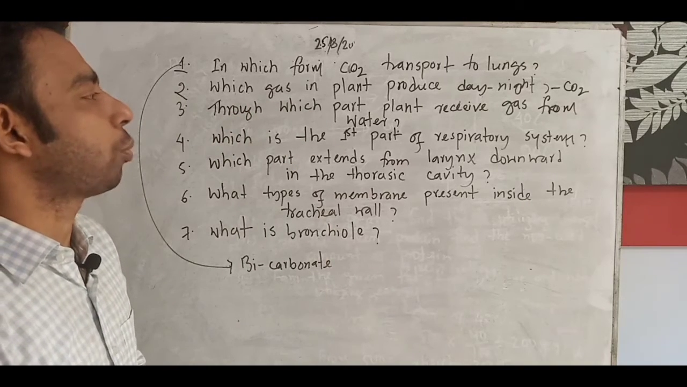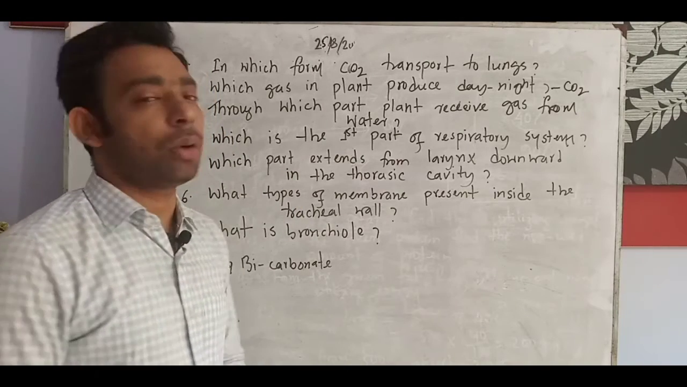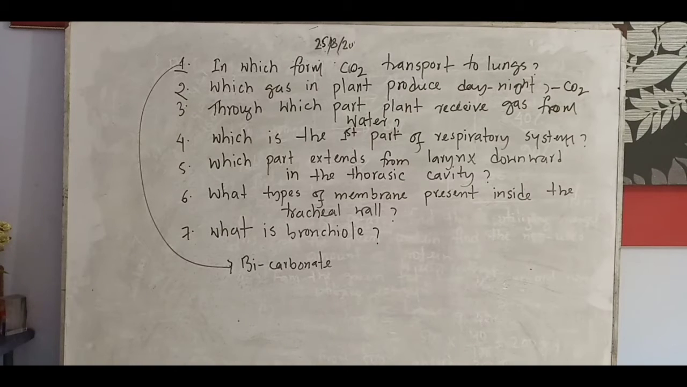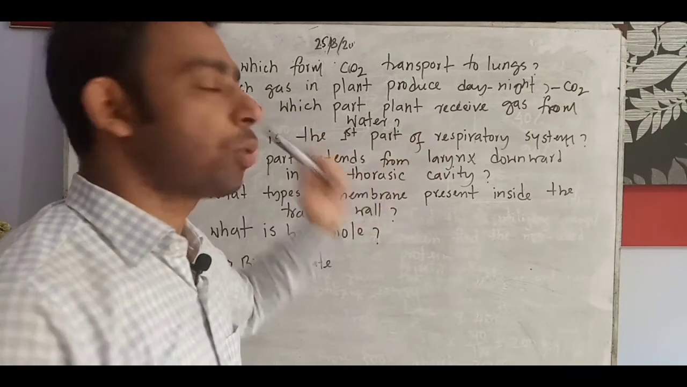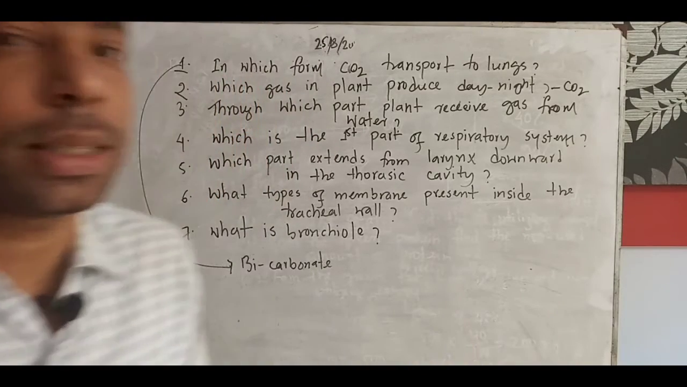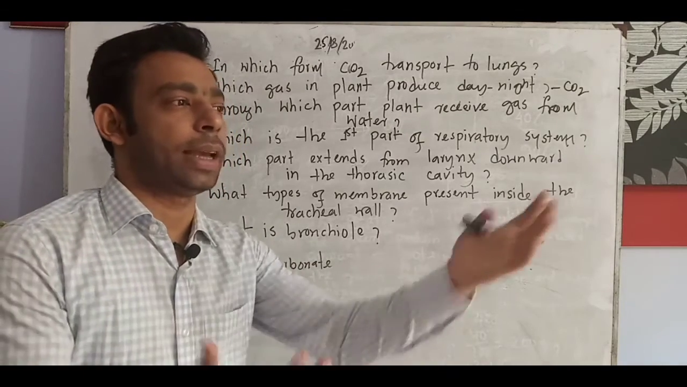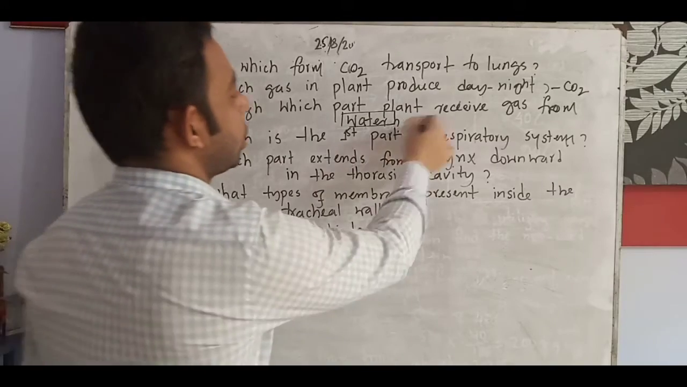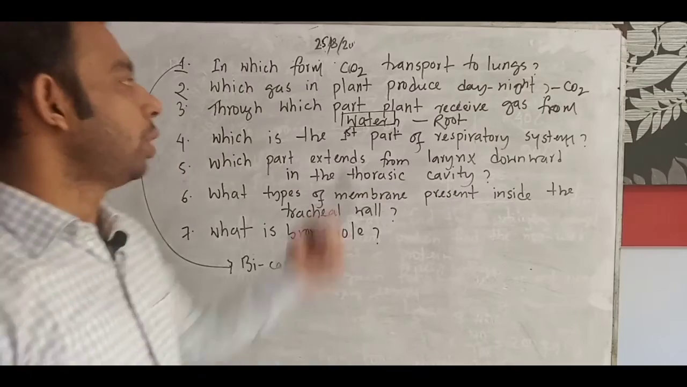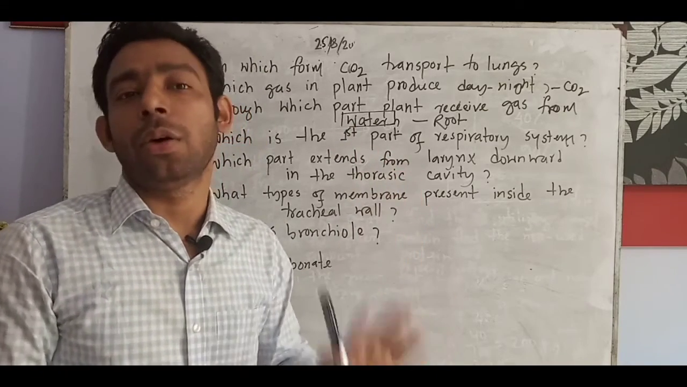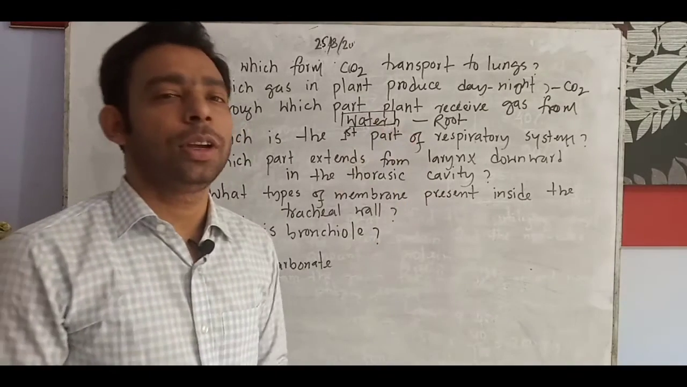Through which part plant receive gas from water? Many of you will make a mistake on this question. Why? Because you think gas can be absorbed by maybe leaves or aerial parts like the stem, bark, and trap the gas like that. But the crucial point is water. From water, it is root. Through which part plant receive gas from water? Root. From the water. Or in the air, that means the aerial parts. So this is the crucial point of remembering and understanding.